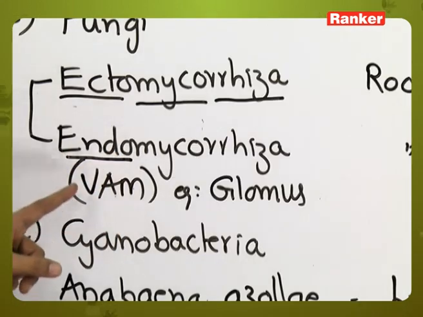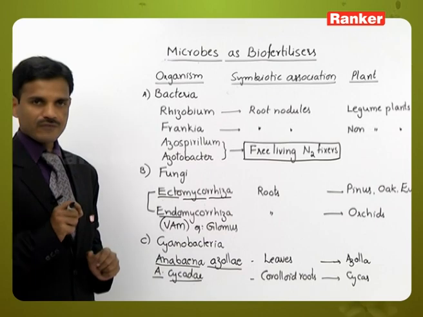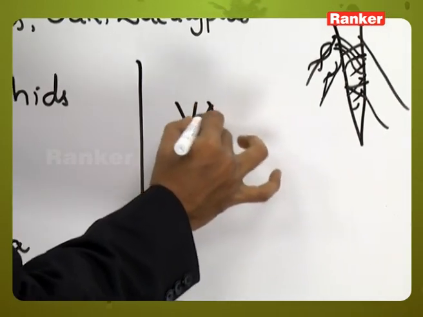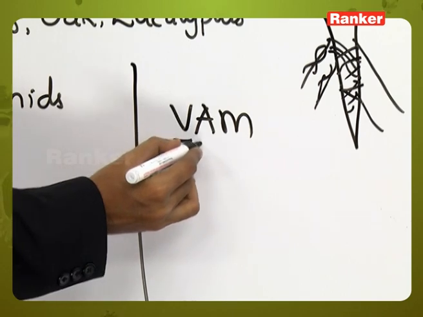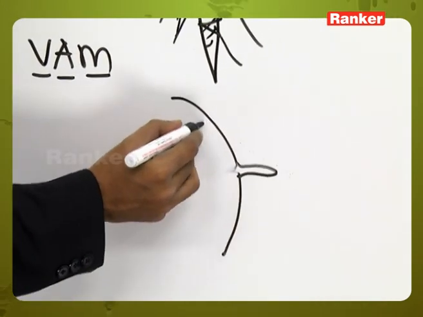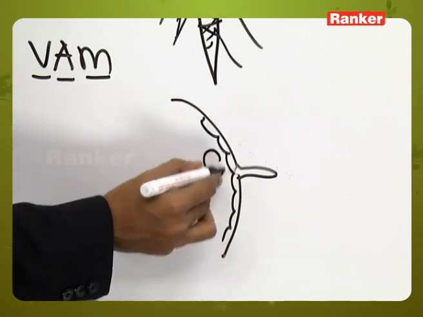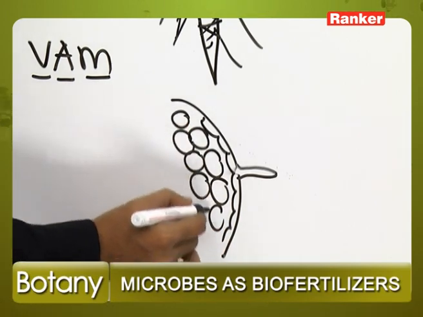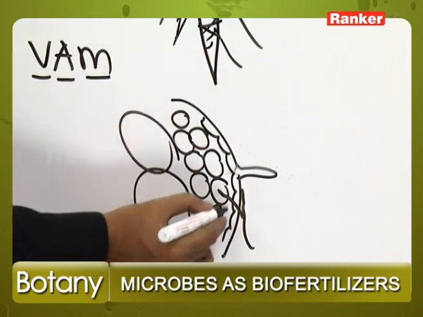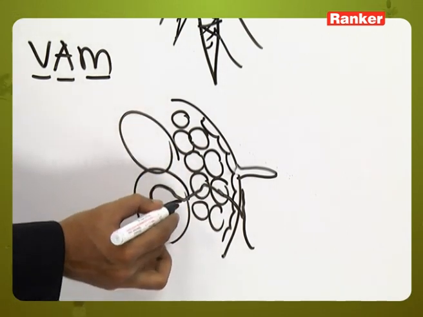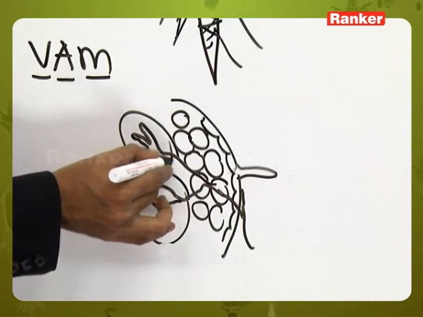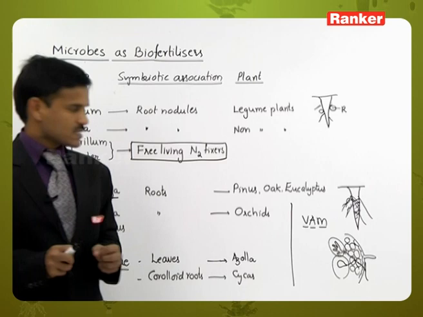Here endomycorrhiza are also called VAM fungi. VAM means vesicular arbuscular mycorrhiza. Here in the root system, the cortical cells. Within the cortical cells, the fungus is present outside and inside also. In the cortical cells, they are forming vesicle-like structures, and sometimes they are forming arbuscules or haustorial root-like structures, tree-like structures or tube-like structures.